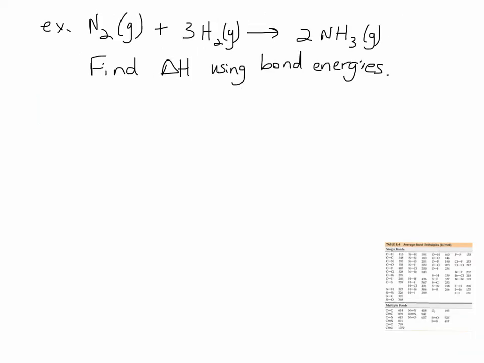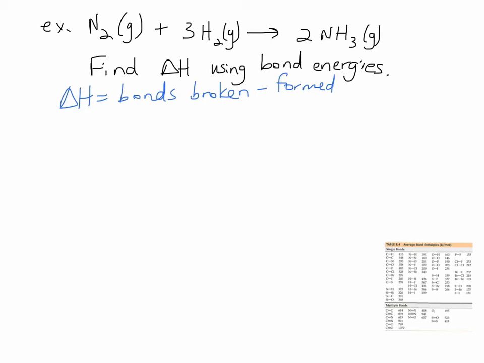Alright, chemists, let's do one more example. So this is number 3 on your homework sheet, if you have that pulled up. And it's N2 gas plus 3H2 gas yields 2 NH3 gas. Notice that this is already balanced for you. So you're finding the delta H using the bond energies or bond enthalpies. So we're going to start by writing down our equation. Delta H is bonds broken minus bonds formed.